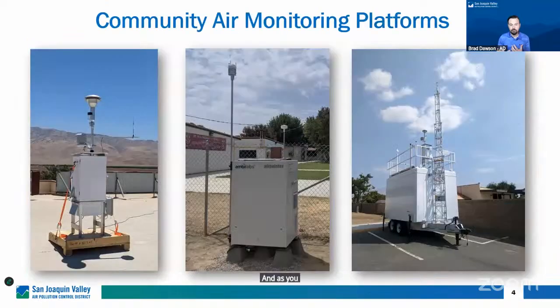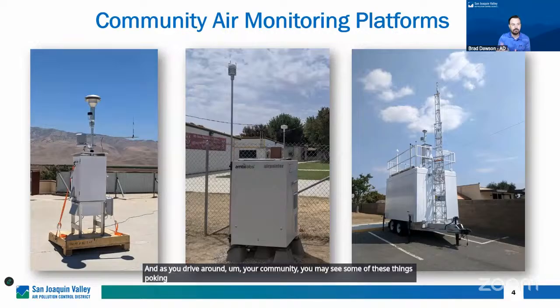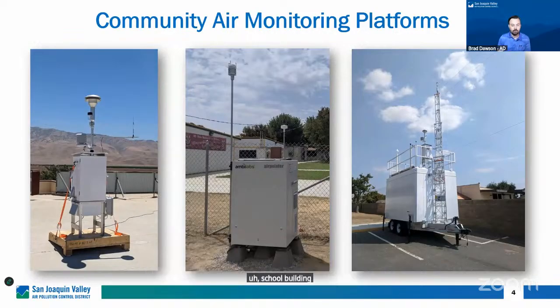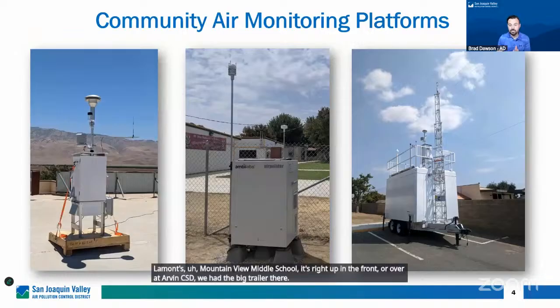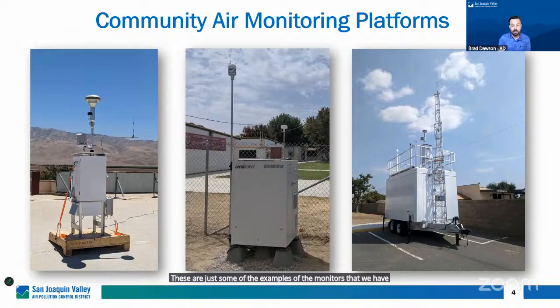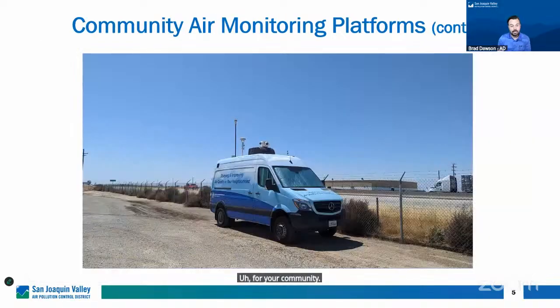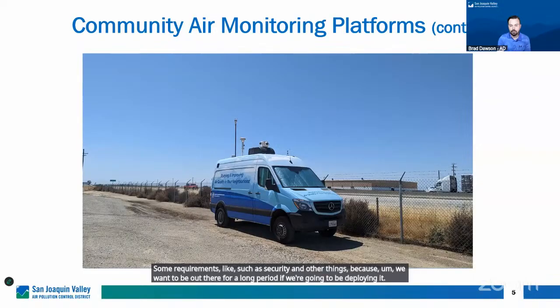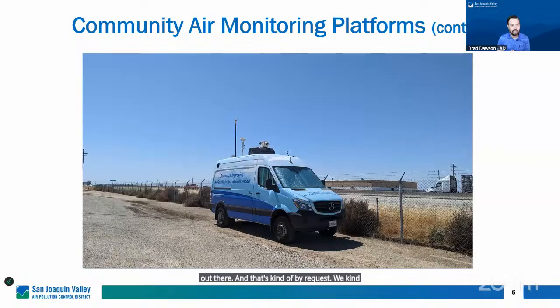As you drive around your community, you may see some of these things poking over the side of a school building, or over at Lamont's Mountain View Middle School, right up in the front, or over at Arvin CSD, where we have the big trailer. These are just some examples of the monitors that we have deployed for your community. And again, we do have an air monitoring van where we can do specialized monitoring, where we can't get a regular air monitor in. We do require some things such as security and other requirements, because we want to be out there for a long period if we're going to be deploying it. And that's by request. We do that for all the other communities as well.